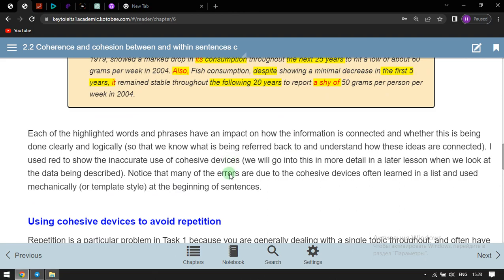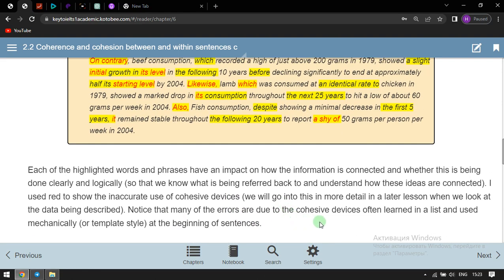Each of the highlighted words and phrases have an impact on how the information is connected and whether this is being done clearly and logically, so that we know what is being referred back to and understand how these ideas are connected. I used red to show the inaccurate use of cohesive devices. Inaccurate ishlatilganlari uchun qizil ishlatibdi. We will go into this in more detail in a later lesson when we look at the data being described. Notice that many of the errors are due to the cohesive devices often learned in a list and used mechanically or template style at the beginning of the sentence.